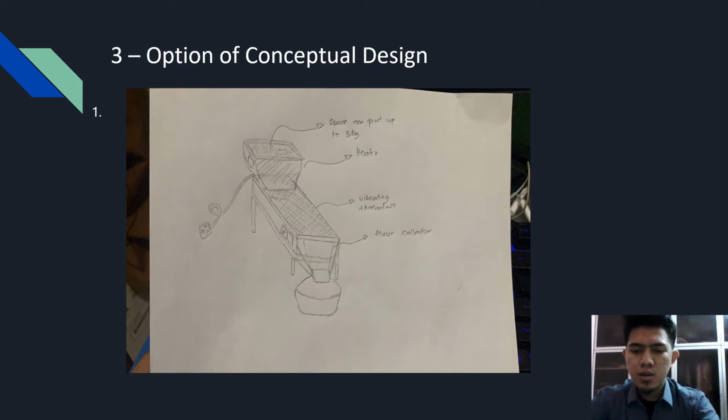Next are the three options of conceptual designs. Actually we are able to come up with several designs, so here we put the best three designs. This is the first design. The design was complete with the heater and the vibrating treadmill in the middle of the machine as the mechanism.